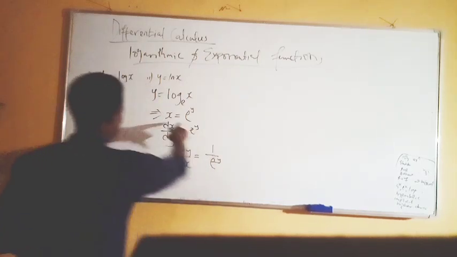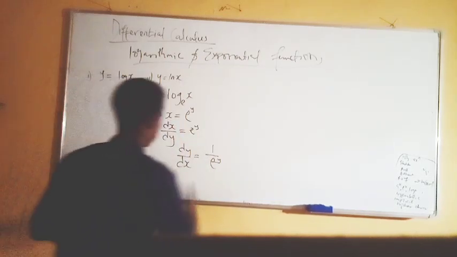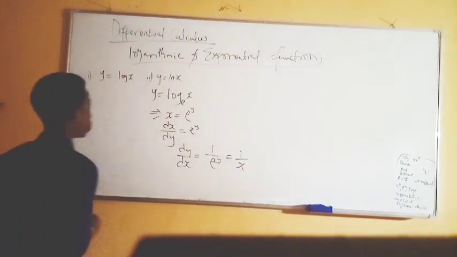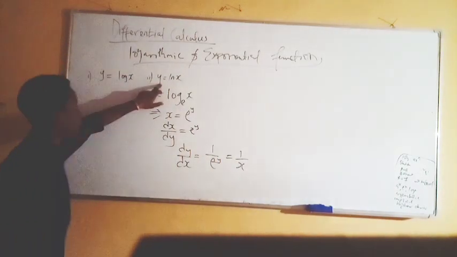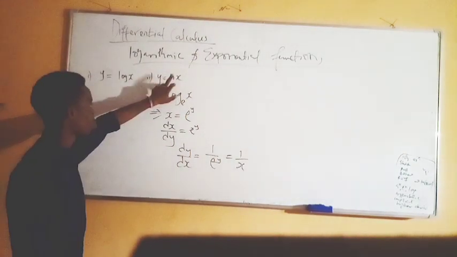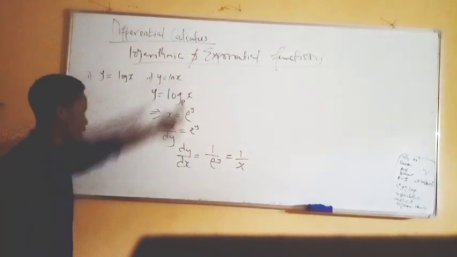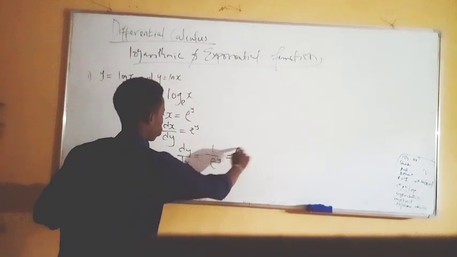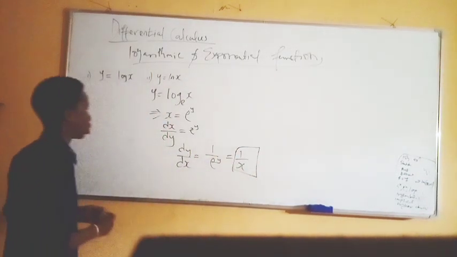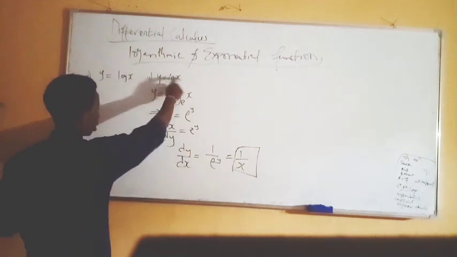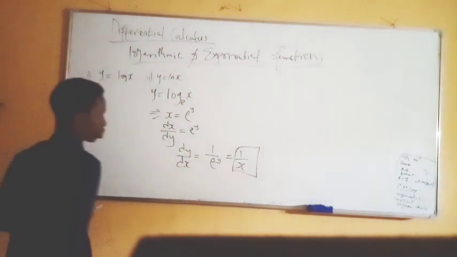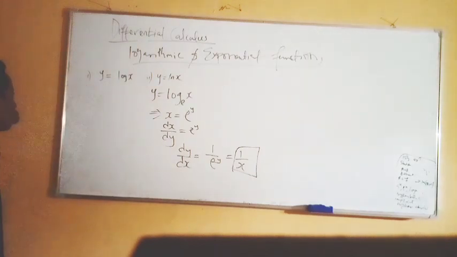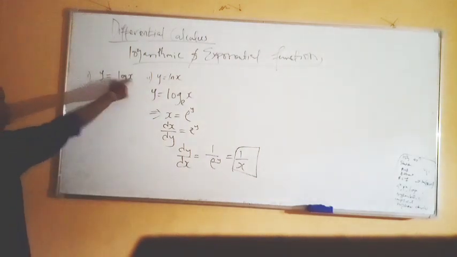E raised to power y is x initially, which means our dy/dx gives us 1 over x. Which means if y is equal to the natural logarithm of x, the derivative is 1 over x. So if I differentiate ln x, the natural logarithm of x, I get 1 over x. That will help us here to know the derivative of the function log x.